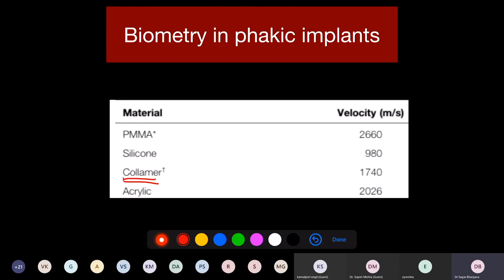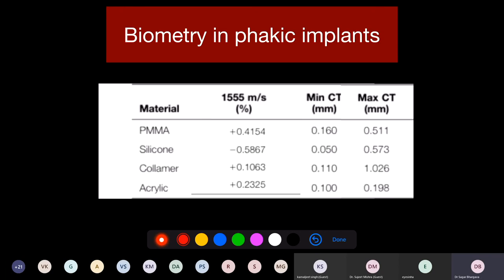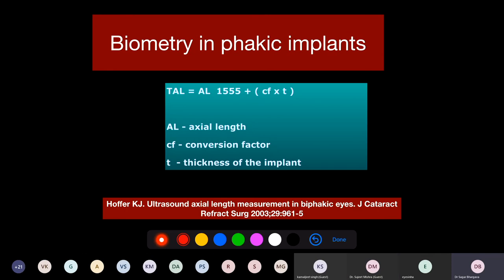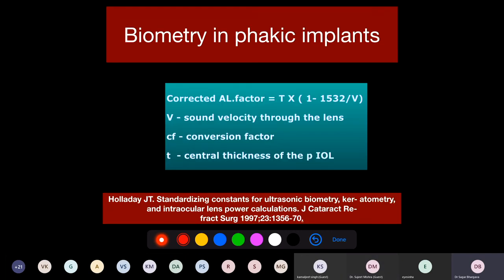Now, biometry in phakic implants. The most common implant is collamer. You can see the velocity of that implant is almost the same as vitreous, which is around 1546. And other implants are more or less not used now. So in that, a correction is to be done with the help of this equation. What it tells me is that you need a conversion factor, which is taken from this table, and you need the thickness of the implant. You essentially apply this and you get the correct axial length. So with an ICL in C2, there is hardly any change. You can go ahead with the standard measurements, but for the other lenses, you can use this.